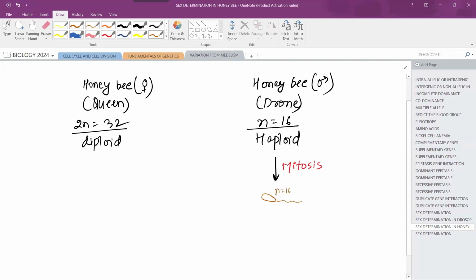That is n equal to 16. Okay. Now, can you tell me by what process this will produce the gamete?